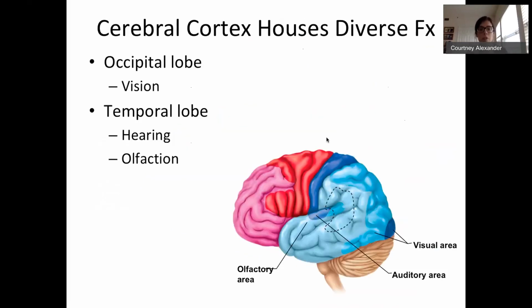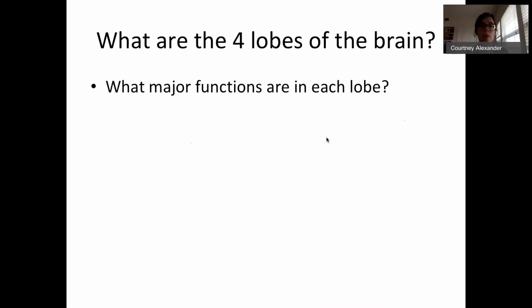Let's talk about a few last functions. Our occipital lobe in the very back is where our visual information gets sent. So vision is here. It's interesting that our eyes have to go all the way to the back of the brain. In the temporal lobe, however, hearing does not have far to go. It just goes right to the temporal lobe, and we also have smell there, or olfaction. So you want to be able to think about the major functions associated with each of the lobes of our brain. And when we come back, we'll dive into the deeper areas of our brain.